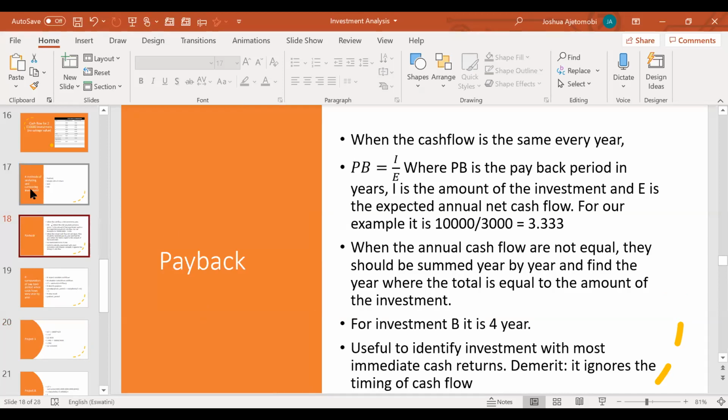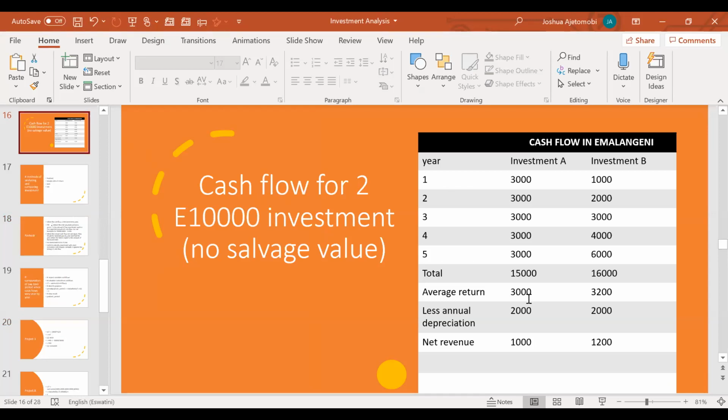I want us to look at the question. This is the cash flow: 3,000, 3,000, 3,000, 3,000, 3,000.